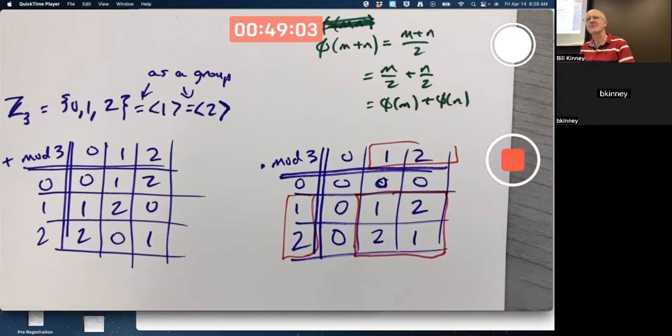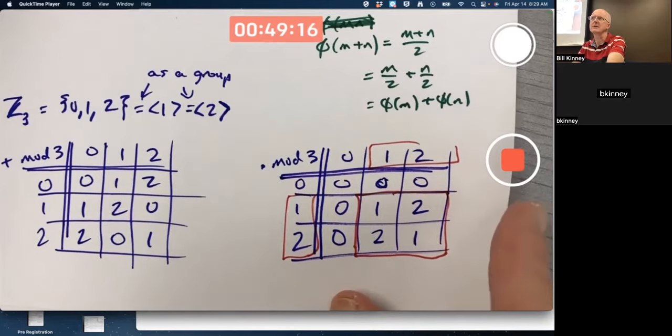Okay, so these are not groups under multiplication, but Z2 and Z3 are groups under multiplication when you take away 0. Could I call them Z2 star and Z3 star? Yeah, you could. We don't usually, but you could.